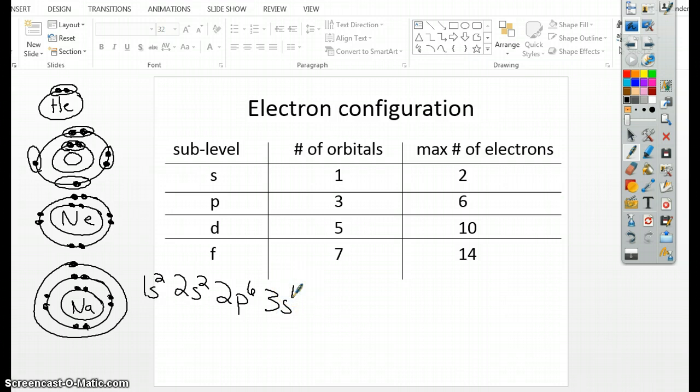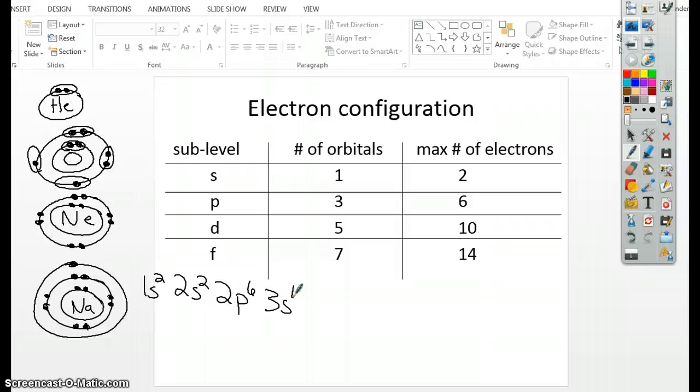You will never have to draw diagrams like that. You will be doing electron configurations. To do electron configurations, you need to know the atomic number, because the atomic number is the number of protons, and the number of protons is equal to the number of electrons. Okay, we'll practice that in class.